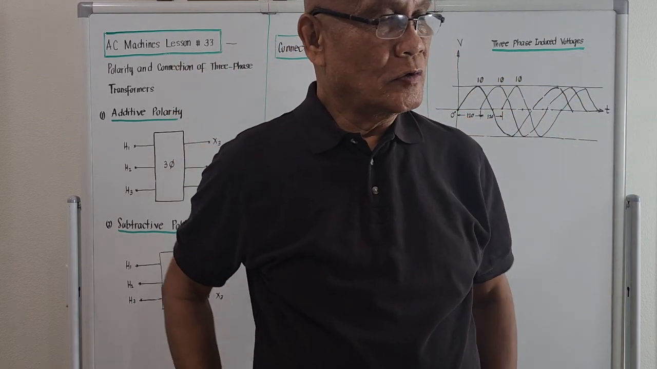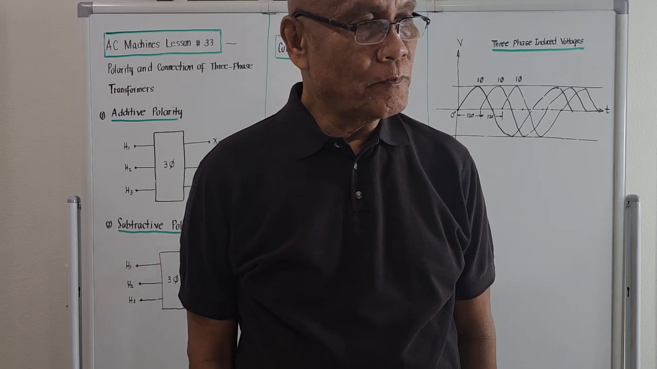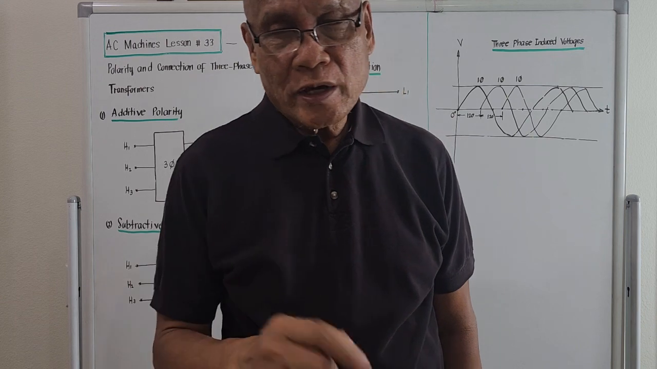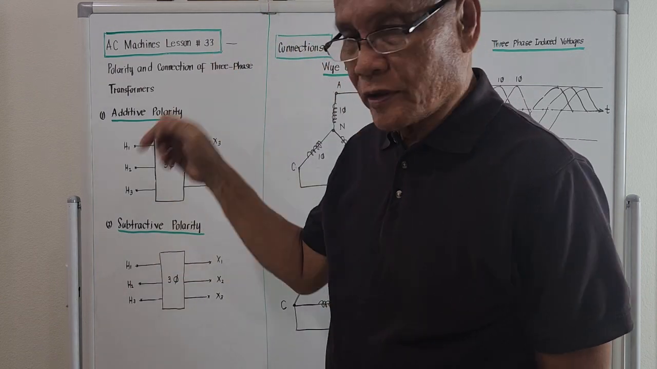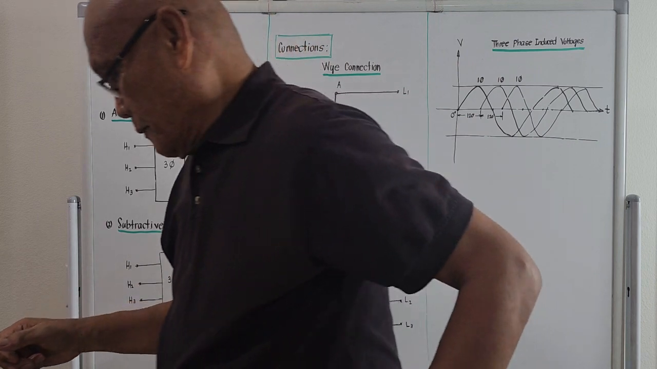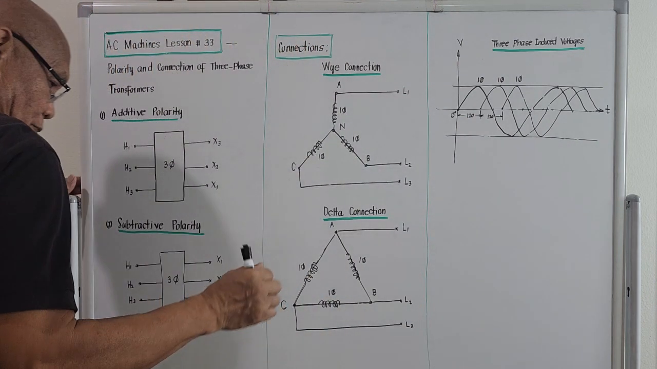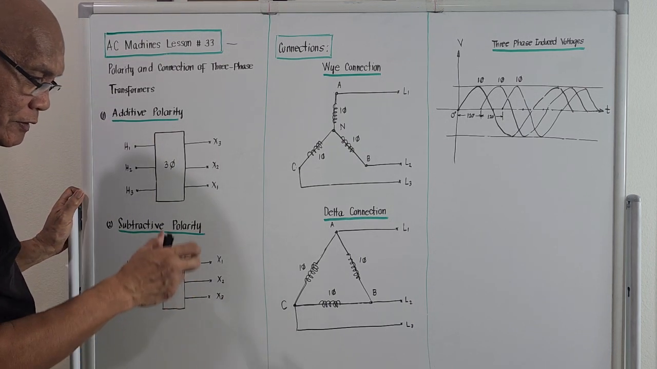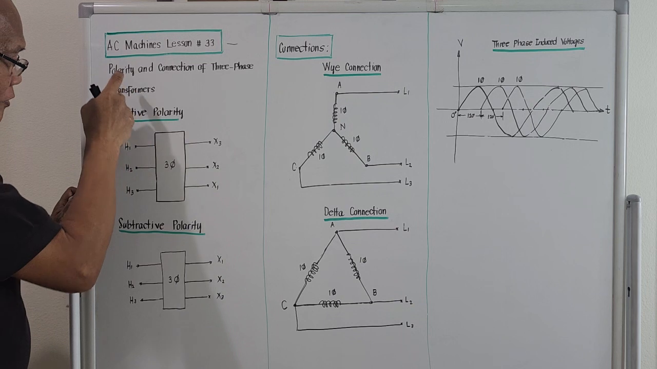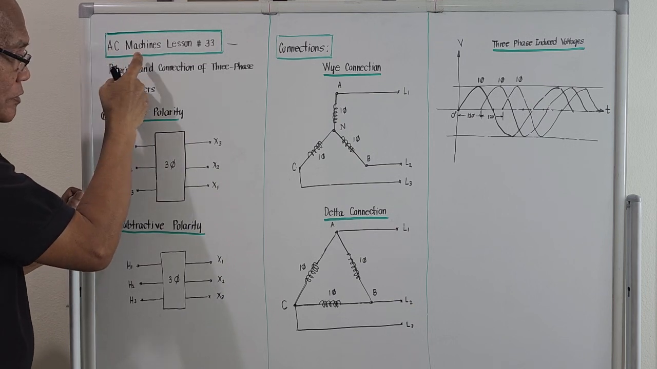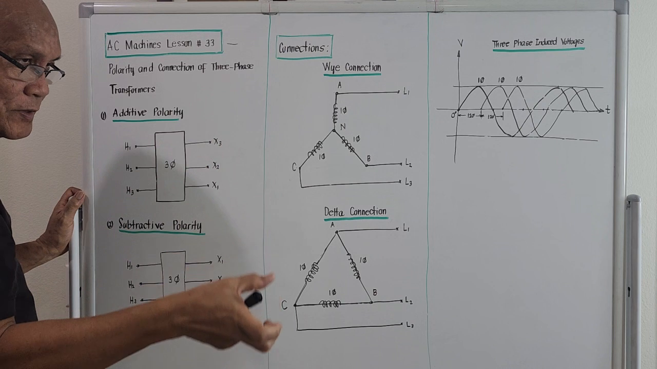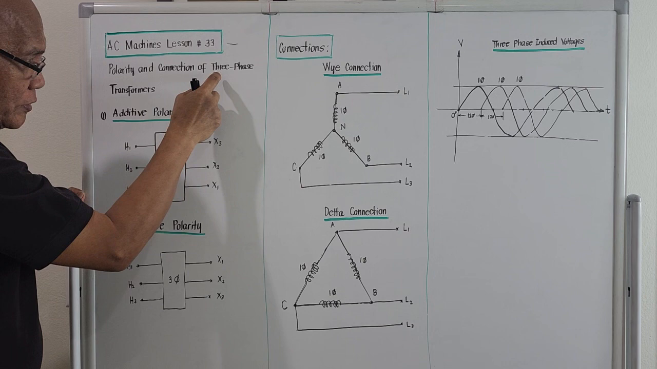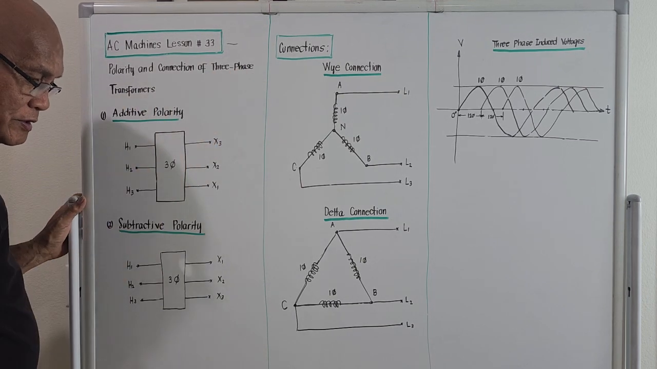My topic for this session will be a continuation of my AC machines long video format discussion, and we are now on lesson number 33. Let's proceed. The subject matter for this morning, October 7, 2023, is Alternating Current Machines, lesson number 33. The title of the topic is Polarity and Connection of Three-Phase Transformers.